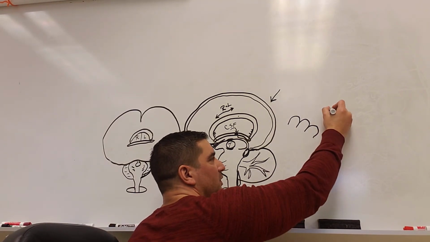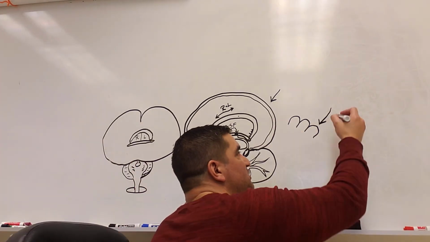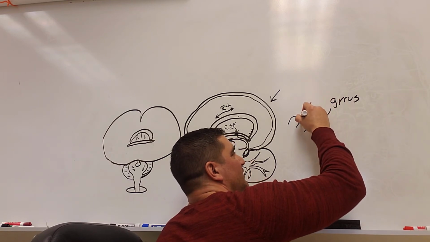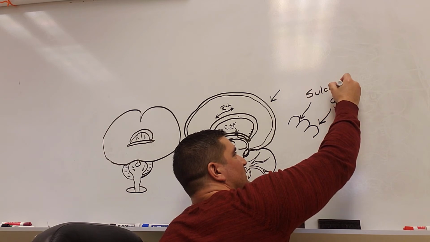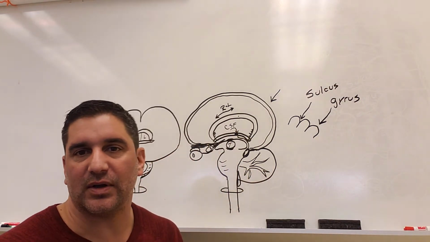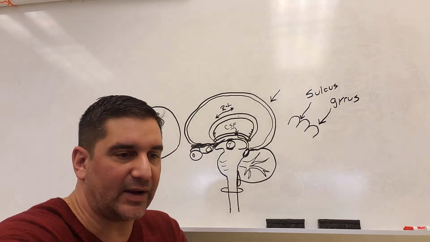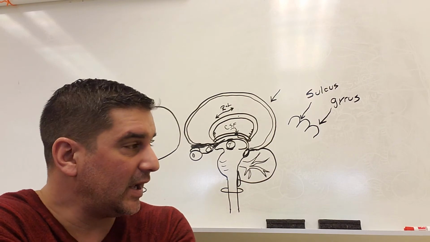That's real important. The hills are called gyri. So this is a gyrus. And the valleys, those are called sulci. So that's a sulcus. And these are going to be important landmarks. The brain topography is actually quite important, where stuff is on the brain.